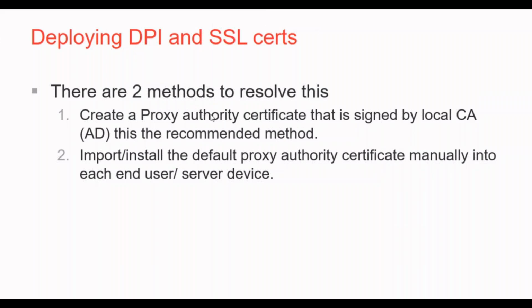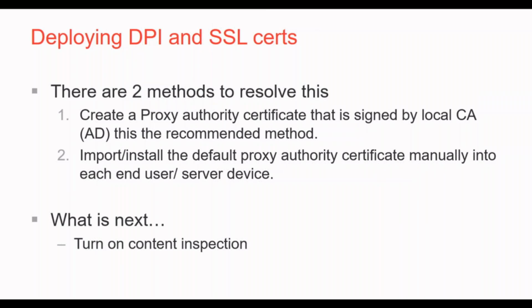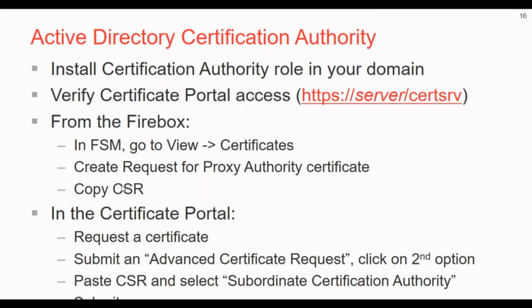Once this is done, then we resolve the issue of the certificates, and then we can go to turn on the content inspection, and I will show you all these steps live in a few minutes. Now, I just wanted to go through the steps that relate to the Active Directory Certification Authority. So first of all, you need to install the Certification Authority role in your domain if it is not already done.